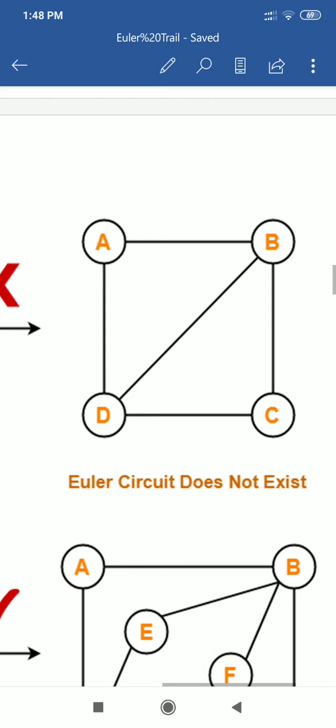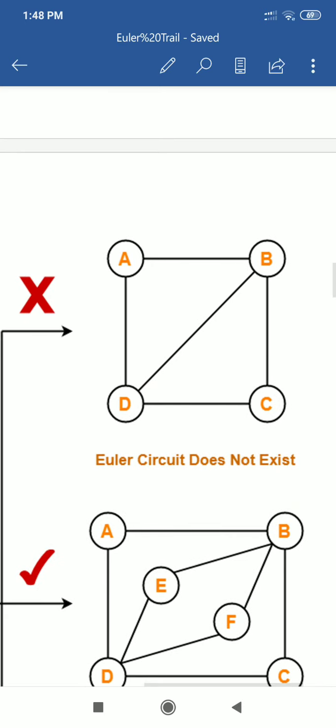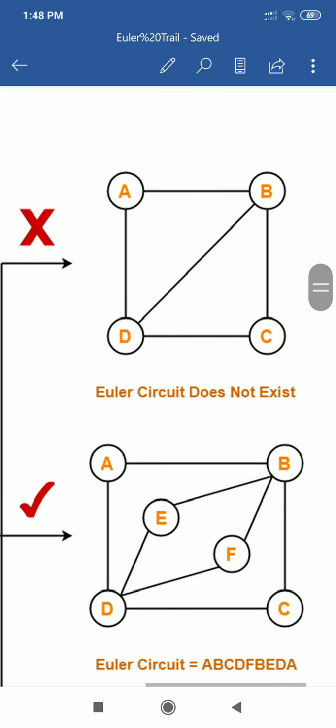First of all, check this graph A, B, C, D with 4 vertices. An Euler circuit does not exist. You can try. Let us suppose A to B, B to C, C to D, and D to A. But in that case, the edge BD is missed. Now you can try in your own way to find a circuit, and edges should not be repeated. That is the only condition.